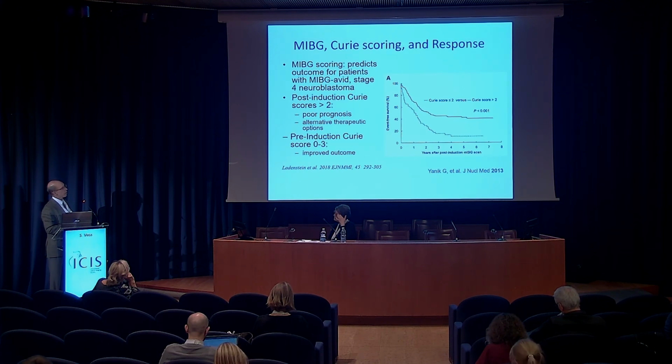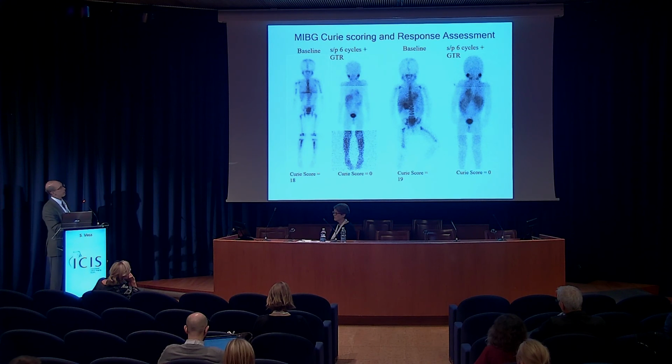Those patients who have post-induction, meaning post-chemo, post-surgical resection Curie scores of greater than 2 have a worse outcome than those who have Curie scores of less than 2. And that means they get placed on a different post-chemotherapy treatment strata for their further treatment. And just 2 examples of patients who have Curie scores that were very high at diagnosis, and both of them converted to Curie scores of 0 post-induction chemotherapy. And both of these kids who had widespread disease are alive and well after their initial treatment.